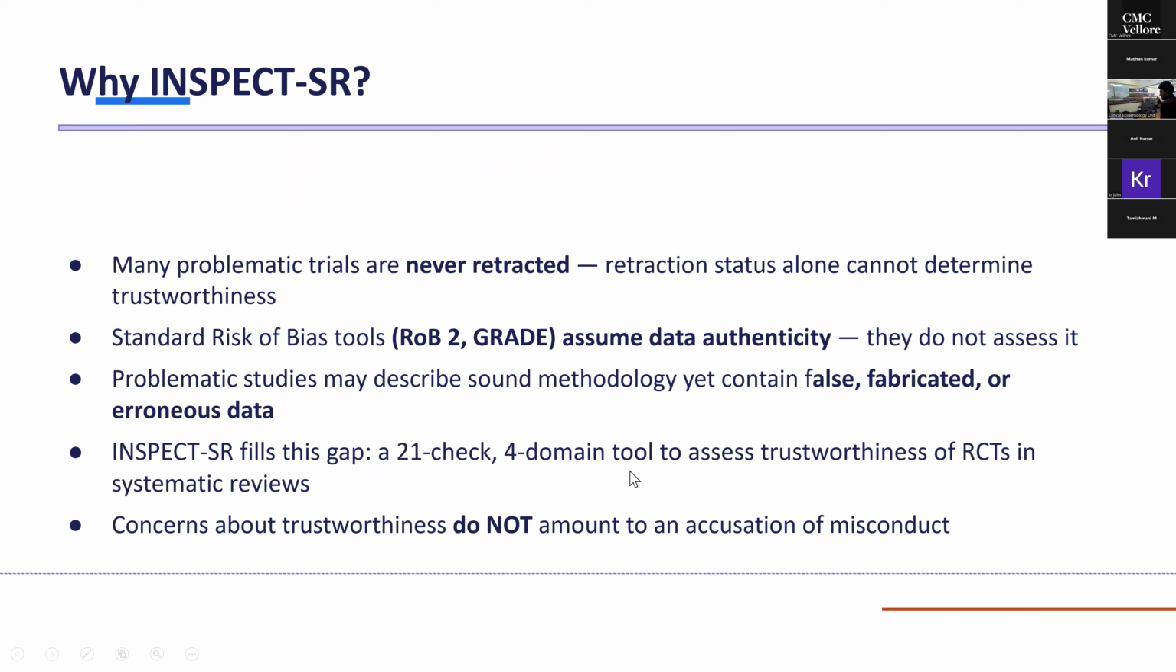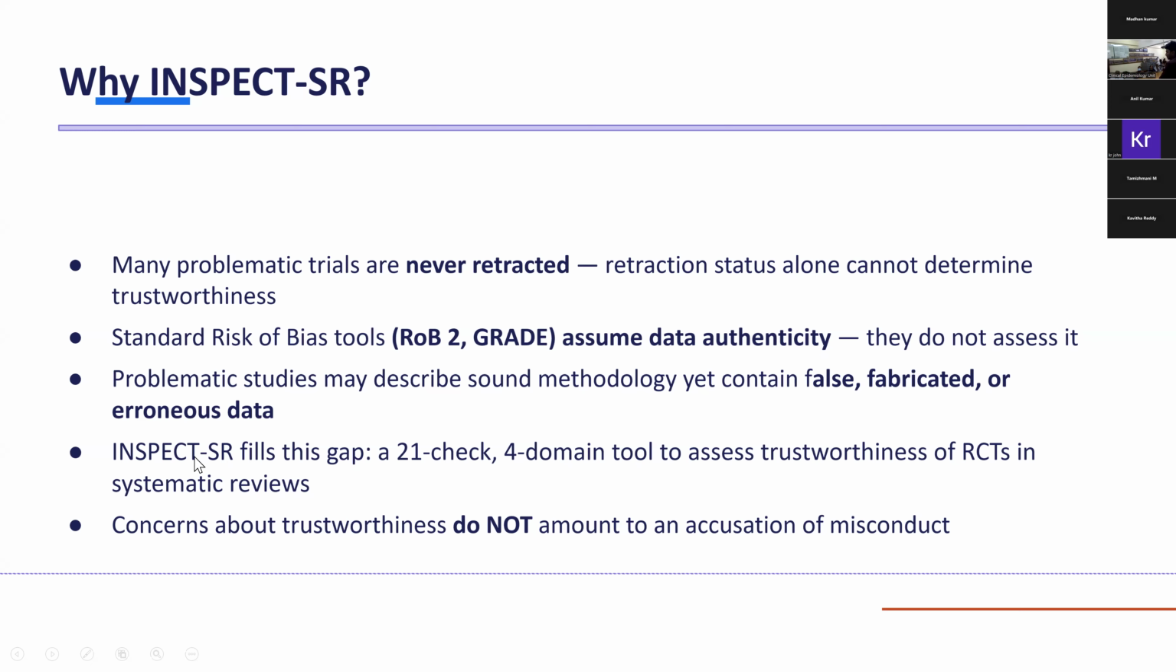So this Inspect SR checklist can help us assess the trustworthiness of a trial. And before we could include the study in a systematic review, it will help us to assess the trustworthiness of the trial. And many problematic studies can have a sound methodology, but still it can contain false or fabricated or erroneous data, which can be detected by using the Inspect SR checklist. The Inspect SR checklist is a 4-domain checklist and has 21 checks under it, and it helps to assess the trustworthiness of RCTs. And the concerns about trustworthiness does not always amount to misconduct, and it does not essentially mean that the study has conducted fraud. It can just be an error which was not noticed while the study was being done.